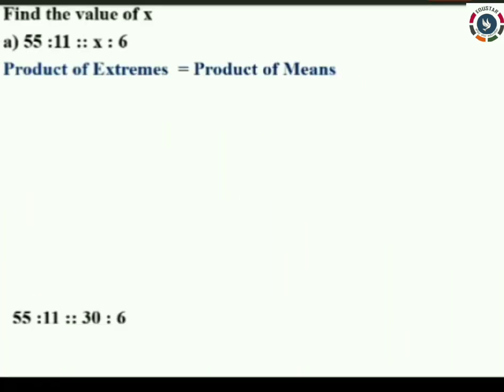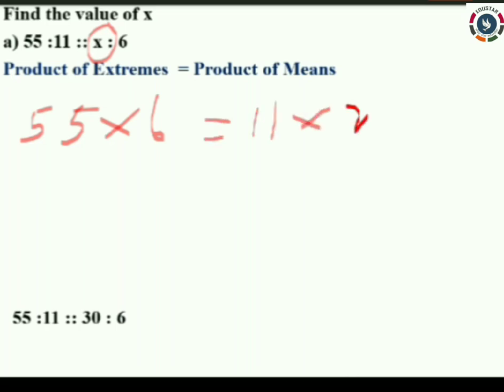Next topic is find the value of x. 55 is to 11 is in proportion to x is to 6. Now we are going to find the value of x. For finding x, you have to use the formula: product of extremes is equal to product of means. Here your extreme terms are 55 and 6, right? And the product of means is 11 into x.